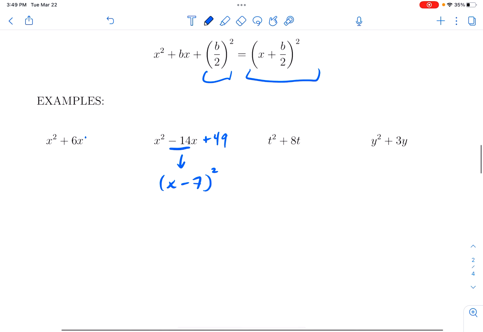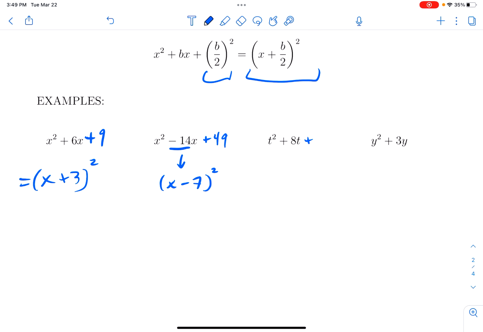So for this first example, you should be adding 9. Half of 6 is 3. 3 squared is 9. That's the same as quantity x plus 3 squared. For this one, half of 8 is 4. 4 squared is 16, so we add 16. That creates quantity t plus 4 squared.